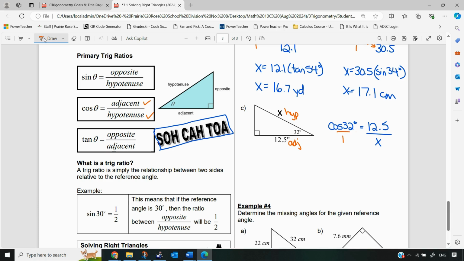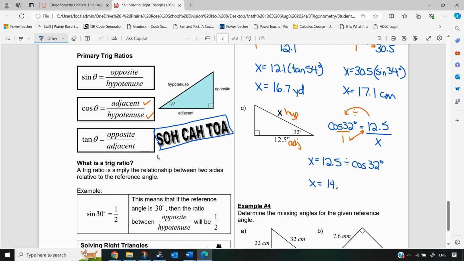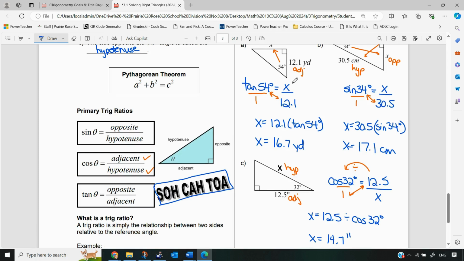Once again, we can cross multiply and divide. Notice that we're going to have 1 times 12.5 divided by cos 32. So that means we're going to be taking the 12.5 and dividing by cos of 32. On our calculator, that's 12.5 divided by cos of 32. And that gives me 14.7, so 14.7 inches. Now with regards to algebra, what you'll notice is that if my unknown is in the numerator, I'm just multiplying the other two numbers across from each other. If my unknown is in the denominator, then I'm dividing.